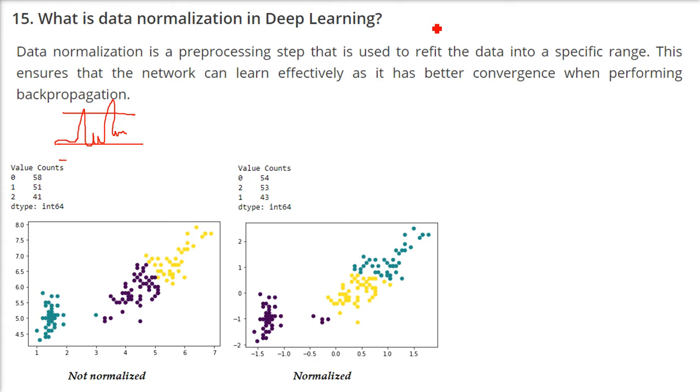So data normalization is a pre-processing step that is used to refit the data into a specific range. This ensures that the network can learn effectively, as it has better convergence when performing the back propagation. Because you cannot have somewhere very high, somewhere very low. You have to put it inside a certain range. So if you see here 58, 51, 51, 41, the range is from 41 to 58. Now you have 43 to 54. So this is how the data should be in a normalized form.